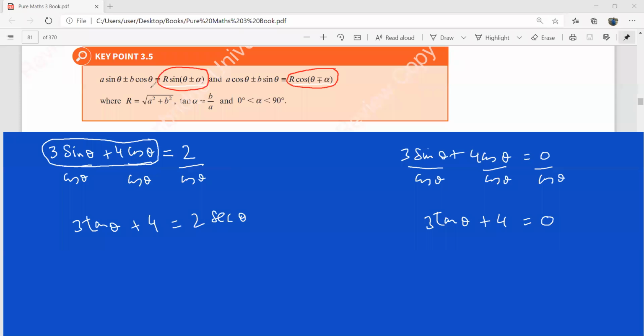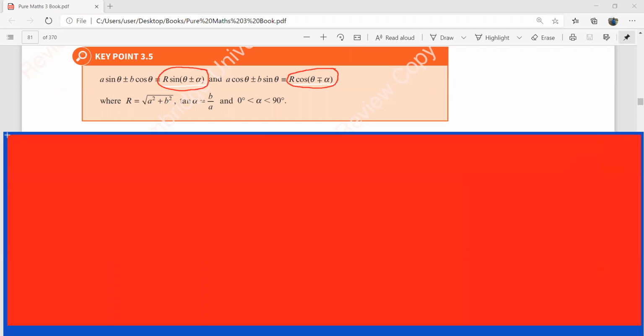Okay, the method is written here: if you have a sine theta plus minus b cos theta, how to write that equal to r sine theta plus minus alpha. Your r is the square root of a square plus b square, and your alpha can be found through tan alpha equal to b over a. But I'll give you the reason why we have it this way. Let me give you the reason, and then we'll go towards the questions from the exercise.